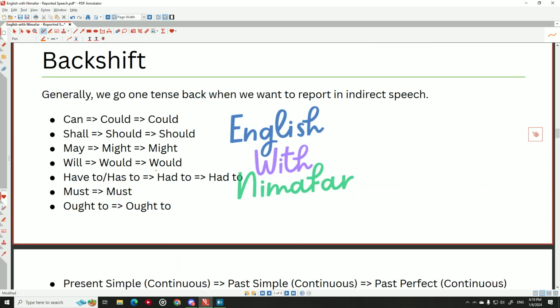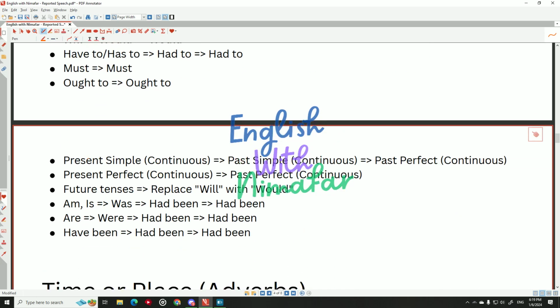Now about the tenses. Now we go with tenses. If you have present simple, you make it past simple. If it is present continuous, you make it past continuous. And past simple becomes past perfect. Let me tell you something. Present perfect becomes past perfect. Continuous continues, doesn't matter. For future tenses, just change will with would. Future perfect, continuous, future simple, doesn't matter. Just change will with would, that's it.